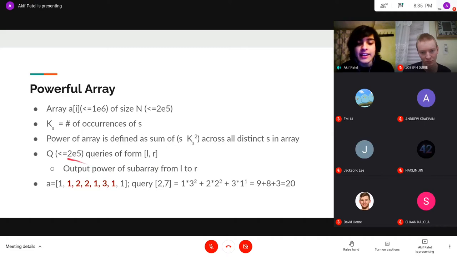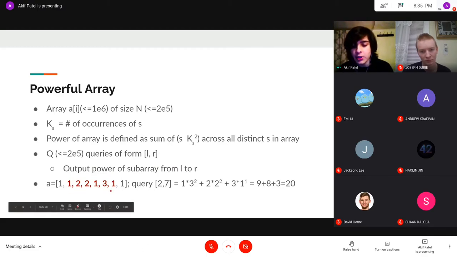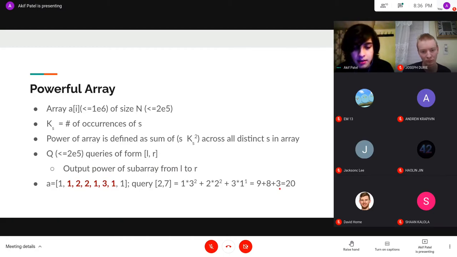So if A is this whole big array, and then we query from 2 to 7, this is one-indexed, so 2 to 7 is these red items. Then we see here that 1 shows up thrice, so k sub 1 is 3, and we get 1 times 3 squared. K sub 2 is 2 because it shows up twice, so it's 2 times 2 squared. And 3 shows up once, so k sub 3 is 1, and we get 3 times 1 squared. So it becomes 9 plus 8 plus 3, which is 20.